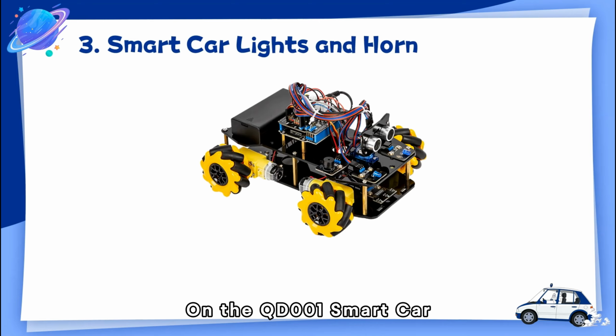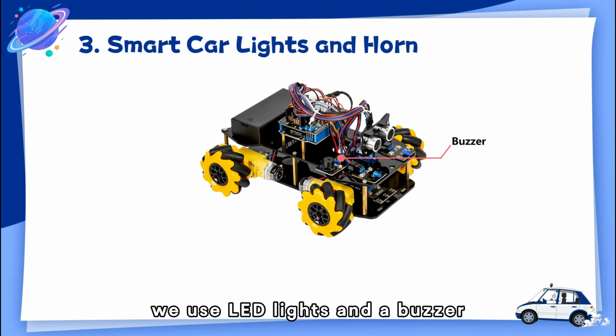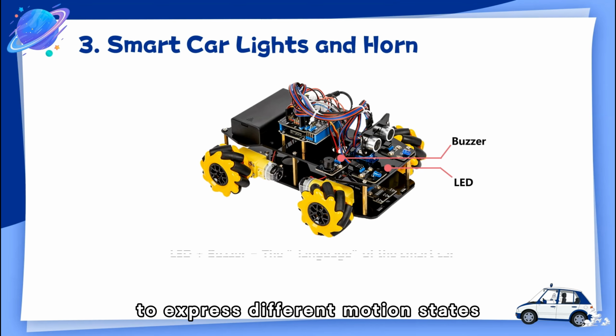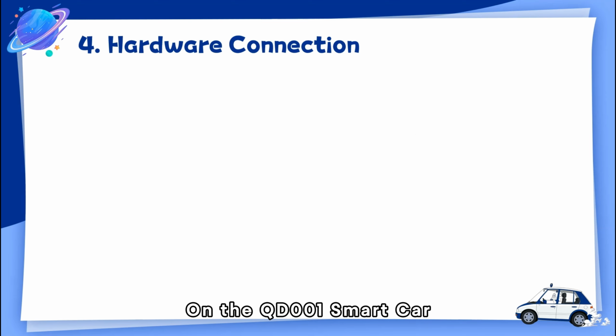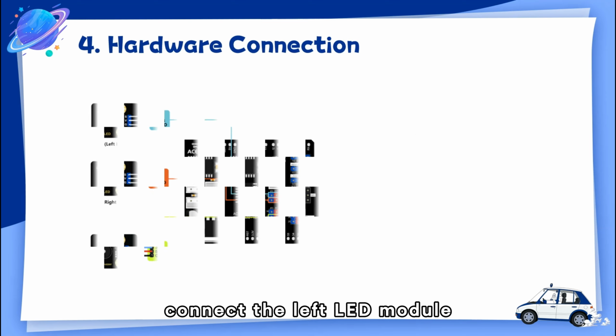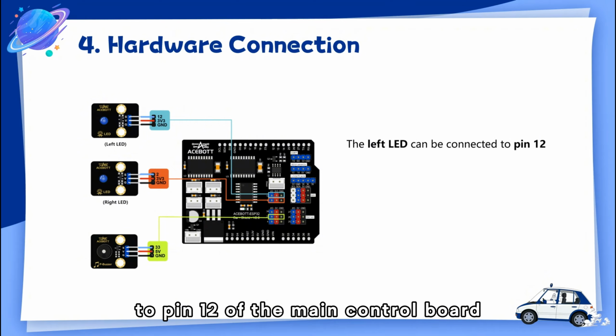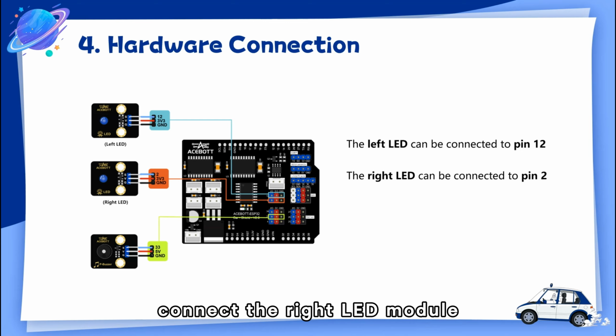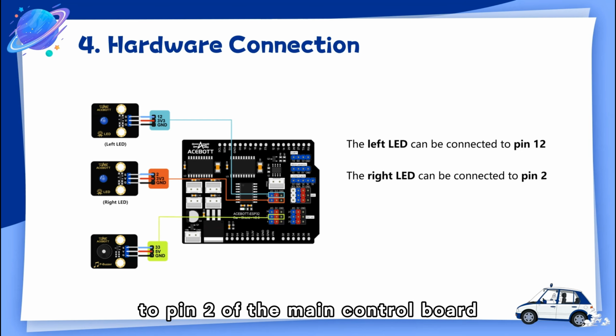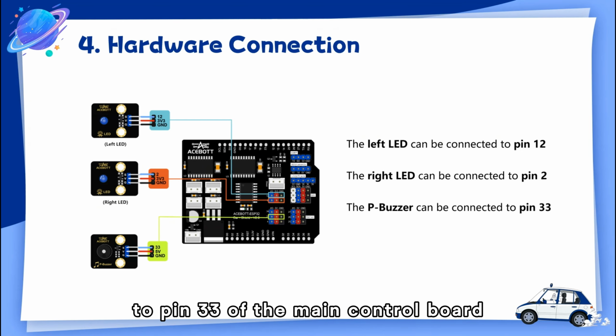On the QD001 Smart Car, we use LED lights and a buzzer to express different motion states. Connect the left LED module to pin 12 of the main control board. Connect the right LED module to pin 2 of the main control board. And connect the buzzer module to pin 33 of the main control board.